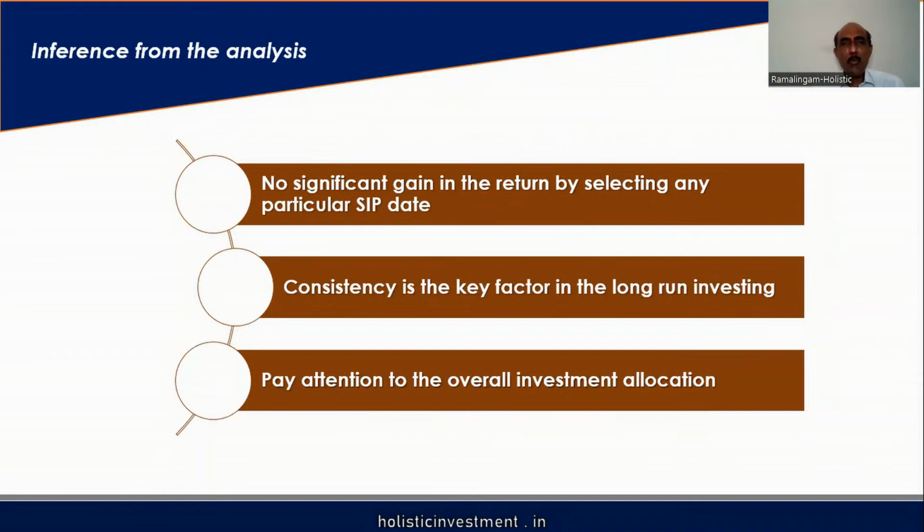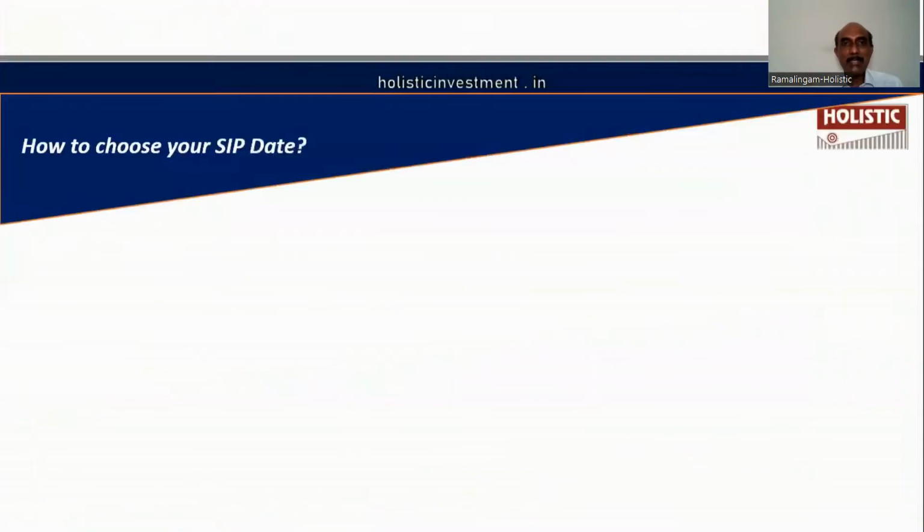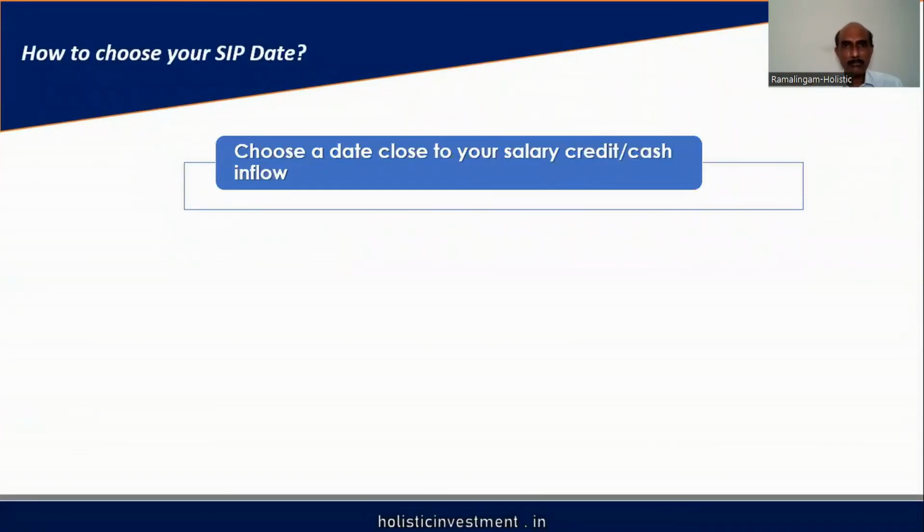Pay attention to the overall investment allocation. How much money you are investing in equity? How much money you are investing in different capitalization? Pay attention to that. That can help you increase or reduce the return. How frequently you are rebalancing your asset allocation. All these things play an important role.